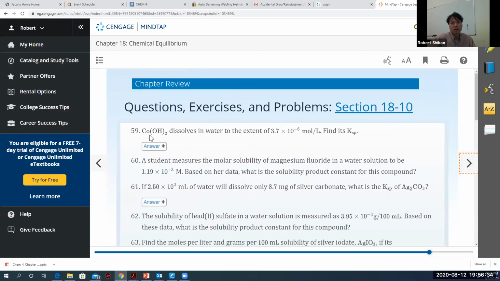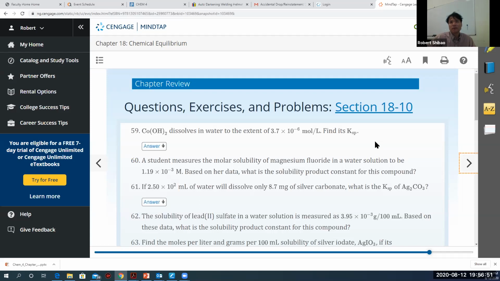1810. Cobalt-2 hydroxide dissolves in water to the extent of 3.7 times 10 minus 6 moles per liter. Find its KSP. I didn't do KSP calculations here. I skipped them.